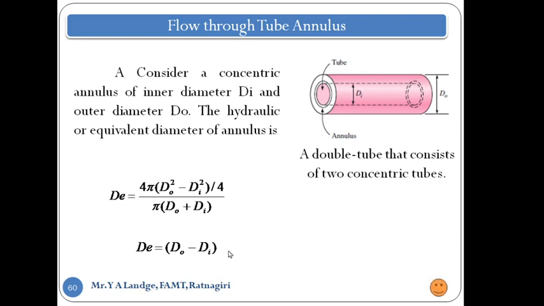Same thing for any cross section, any geometry, you just choose the formula for the hydraulic or equivalent diameter. It is 4 times the cross-sectional area upon the wetted perimeter, and on that basis we can calculate the D equivalent.